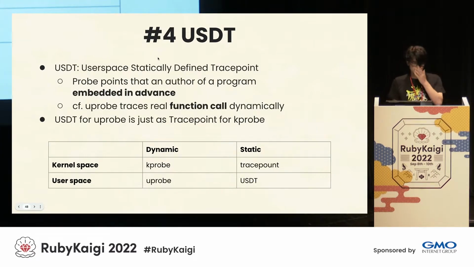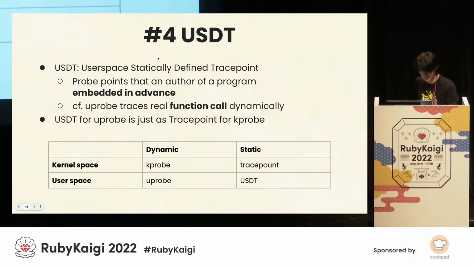So the last one is USDT, user space statically defined tracepoint. USDT is for uprobe, just as tracepoint is for kprobe.